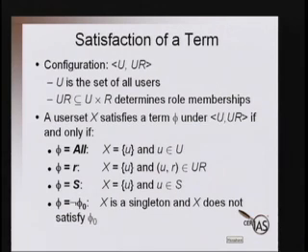We need to first introduce what it means for a user to be a member of a role. We are given a configuration of the system as a pair, where U is a set of all users in the system, and a binary relation UR defines which users are members of which roles.